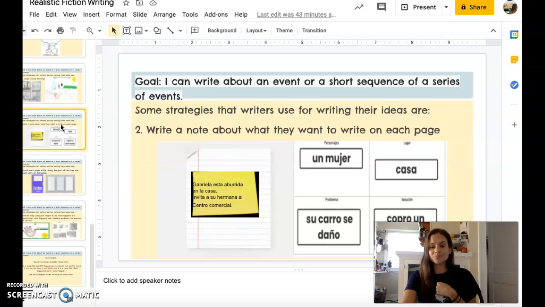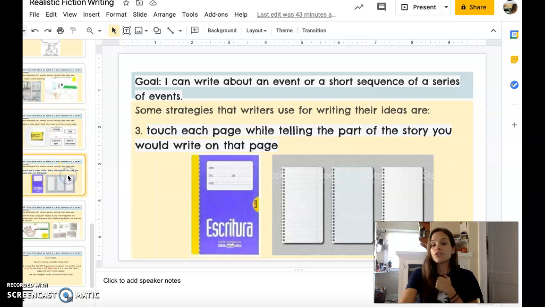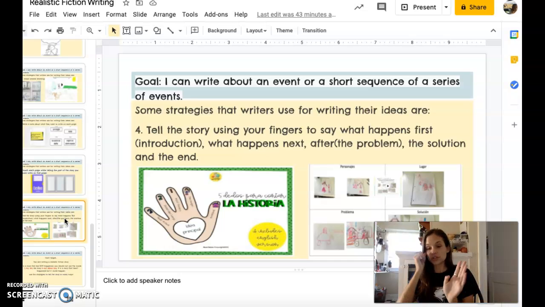You could do the note strategy, where on each page you put a little note about what happens. You could do the touch strategy. So you could get your notebook and you could send me a video or audio of you touching each page when you tell the story, or touching the iPad screen, maybe with your finger, while you tell the story. Or you could send me a video of you telling the story with your fingers. You're going to choose one strategy.